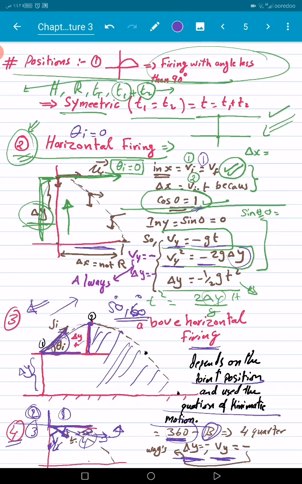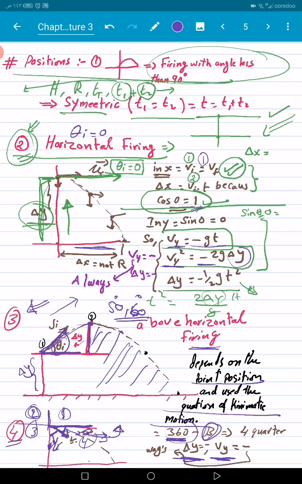Second part, when I'm firing or launching horizontally, that means the angle of firing is equal to 0. So that means we use cosine and sine of 0. Cosine 0 is equal to 1, sine 0 is equal to 0. So be careful when you apply your equations in cosine and sine with the angles.